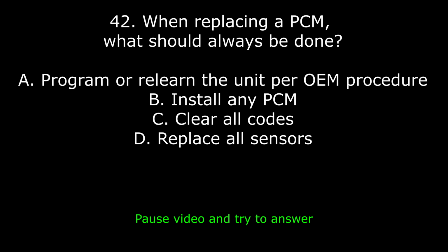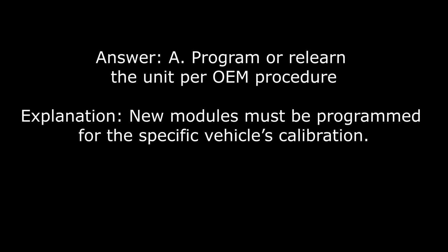42. When replacing a PCM, what should always be done? A. Program or relearn the unit per OEM procedure. B. Install any PCM. C. Clear all codes. D. Replace all sensors. Answer: A. Program or relearn the unit per OEM procedure. Explanation: new modules must be programmed for the specific vehicle's calibration.